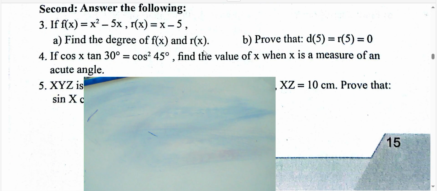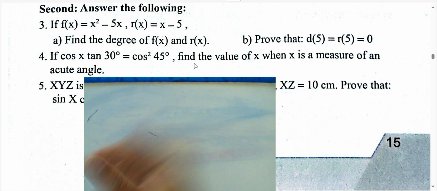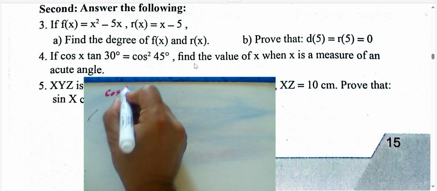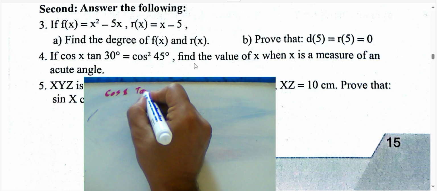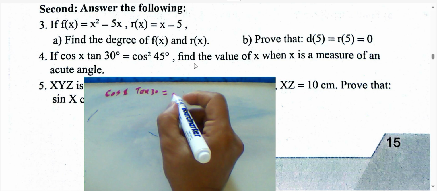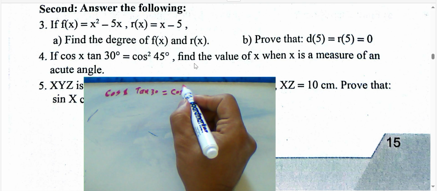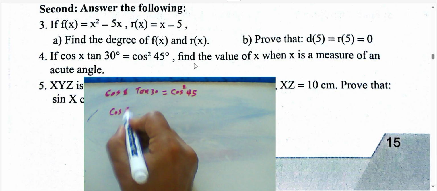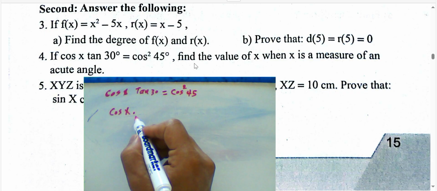Number 4. If cosine x times tan 30 equals cosine 45 power 2, find the value of x when x is the measure of an acute angle. We can write this equation: cosine x tan 30 equals cosine square of 45. Cosine x times tan 30 equals 1 over root 3.